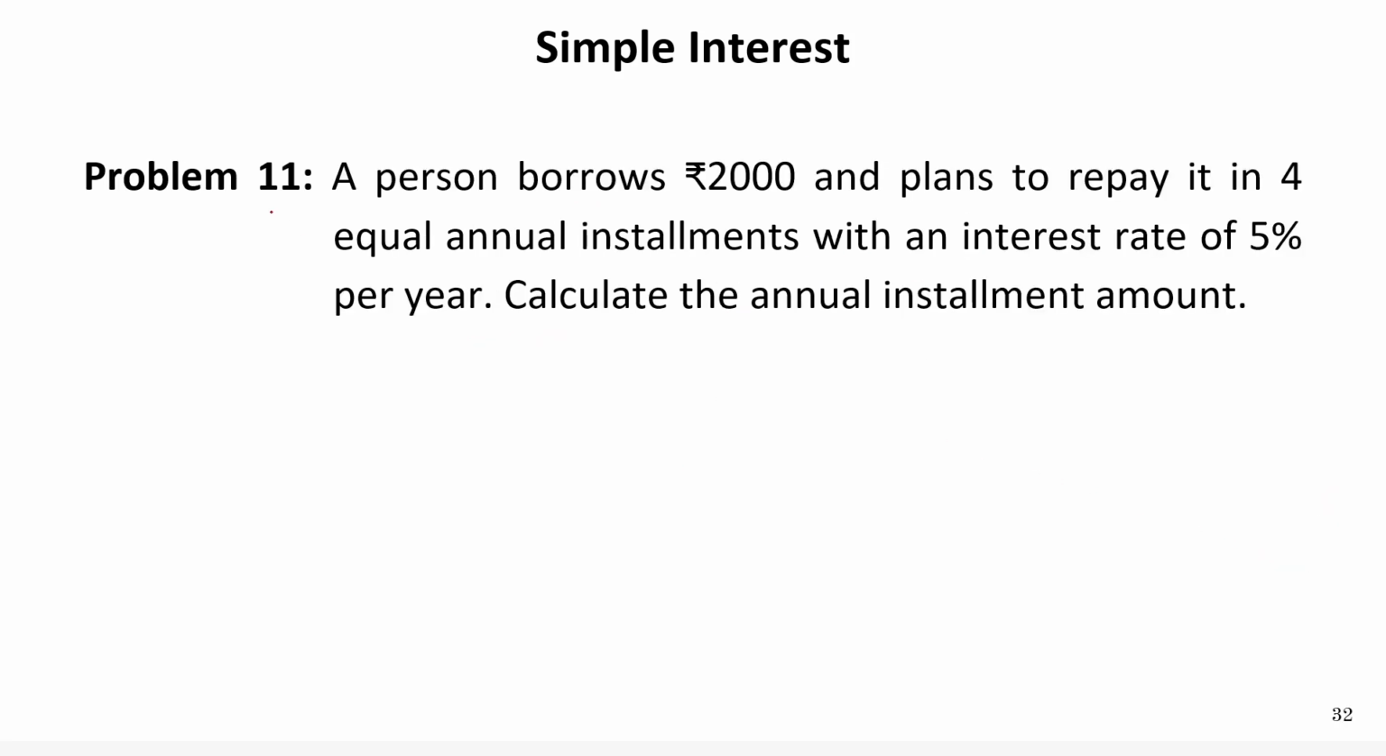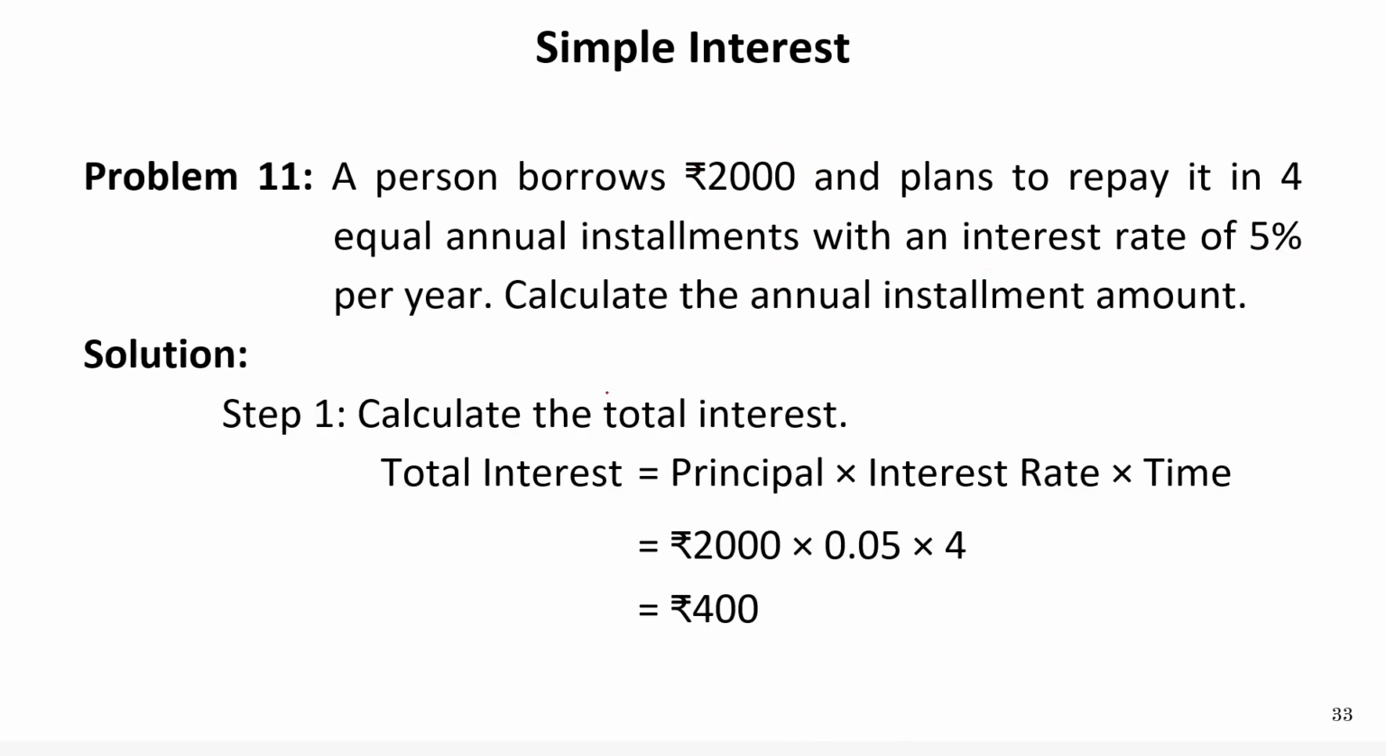Okay, so let's see problem number 11. A person borrows 2000 and plans to repay it in 4 equal annual installments with an interest rate of 5% per year. Calculate the annual installment amount. Calculating the total interest: total interest is equal to principal into interest rate into time. We didn't divide it by 100 here because we have converted the interest rate to decimal form, not percentage form. If we had written it in percentage form, that is 2000 into 5 into 4, then we would have to divide it by 100. So it is equal to 400.